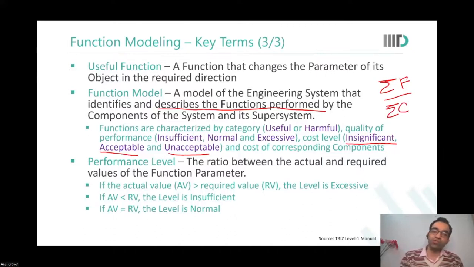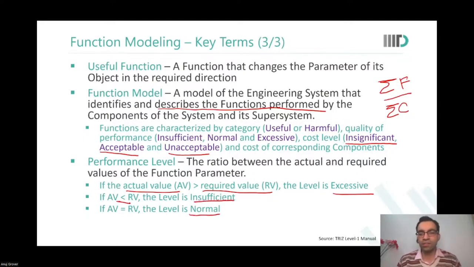If the actual value of a parameter is greater than the required value of the change in parameter, we say the function is excessive. If it is less, we say the function is being performed insufficiently. And if it is at a desired level, we say the function is performed normally.